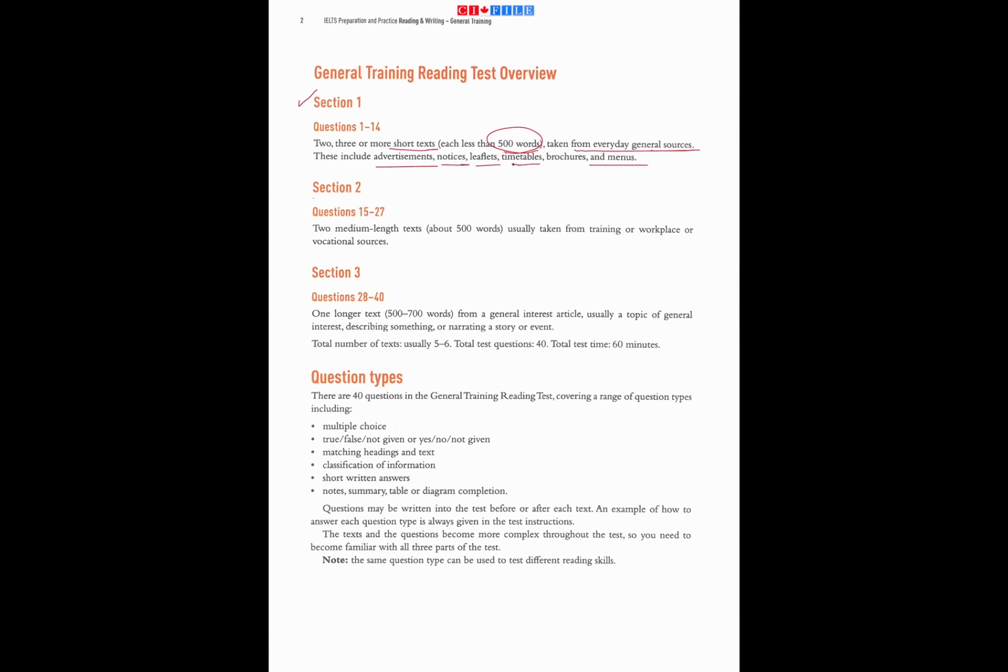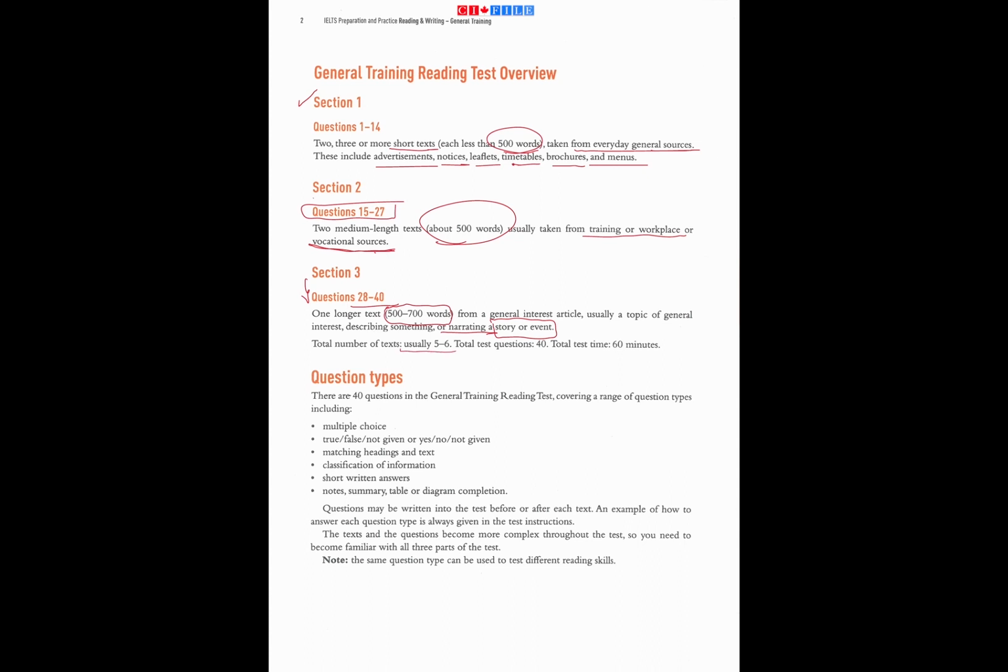Section 2. Questions 15 to 27. 2 medium-length texts, about 500 words, usually taken from training, workplace, or occasional sources. Section 3. Questions 28 to 40. 1 longer text, 500 to 700 words, from a general interest article, usually a topic of general interest, describing something or narrating a story or event.